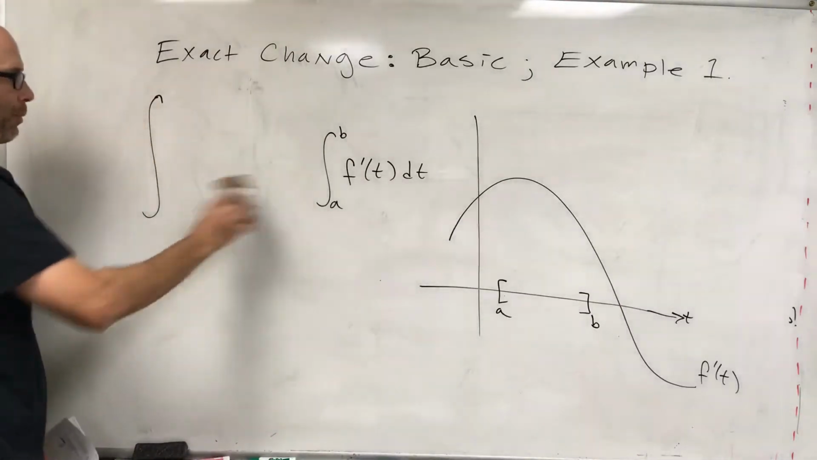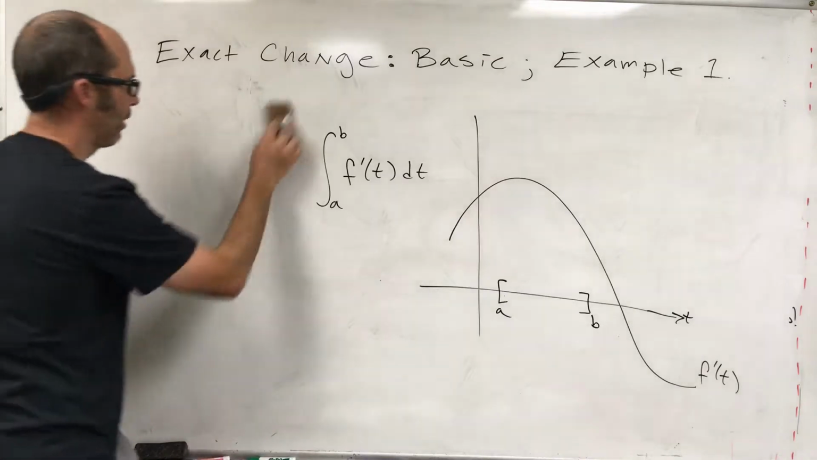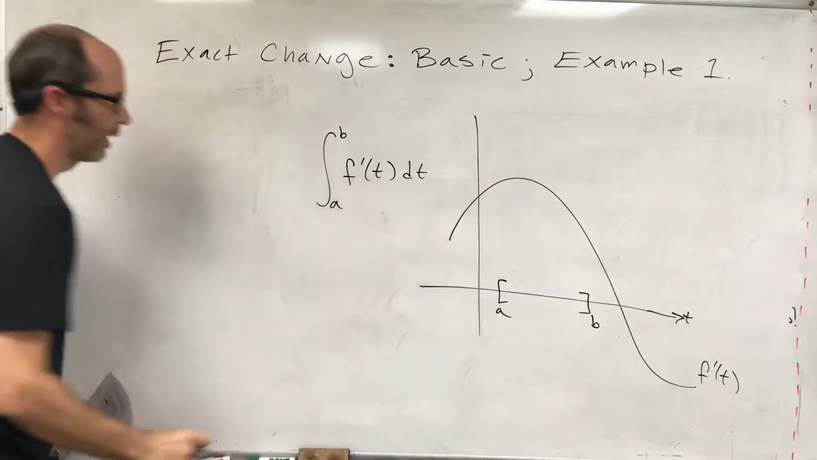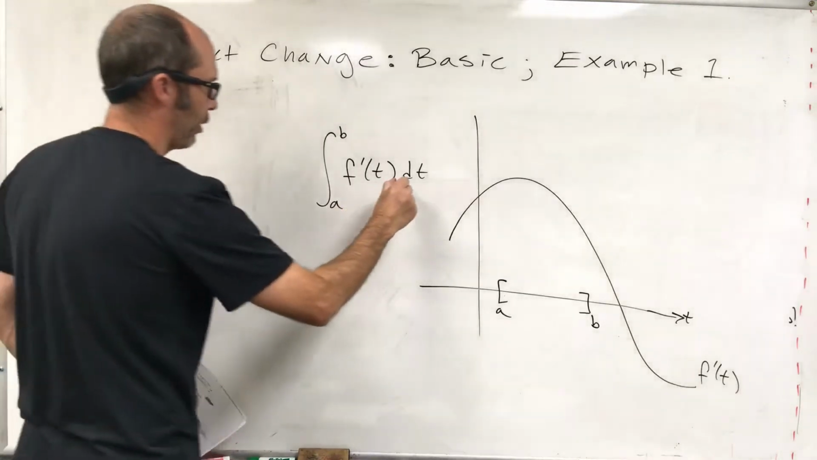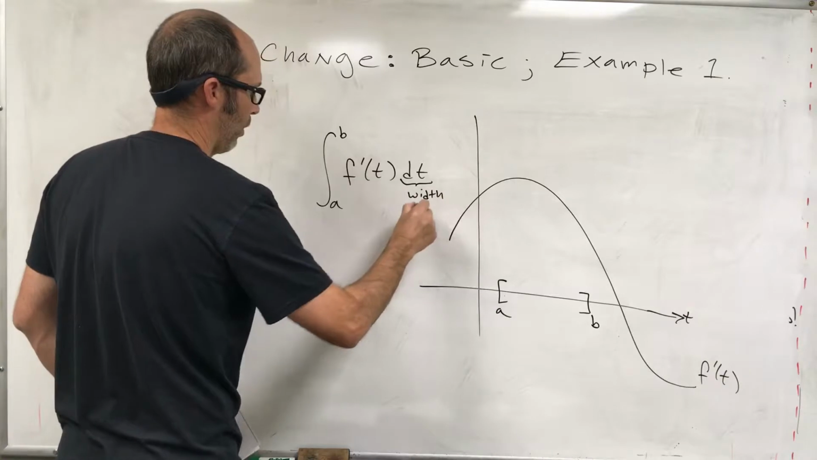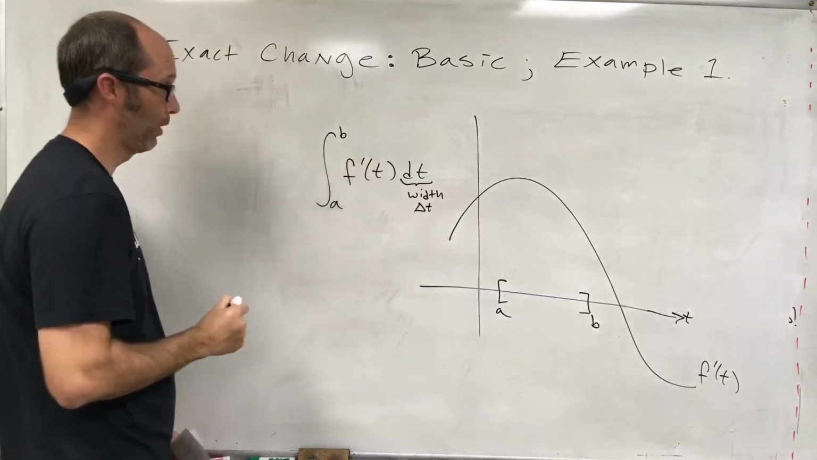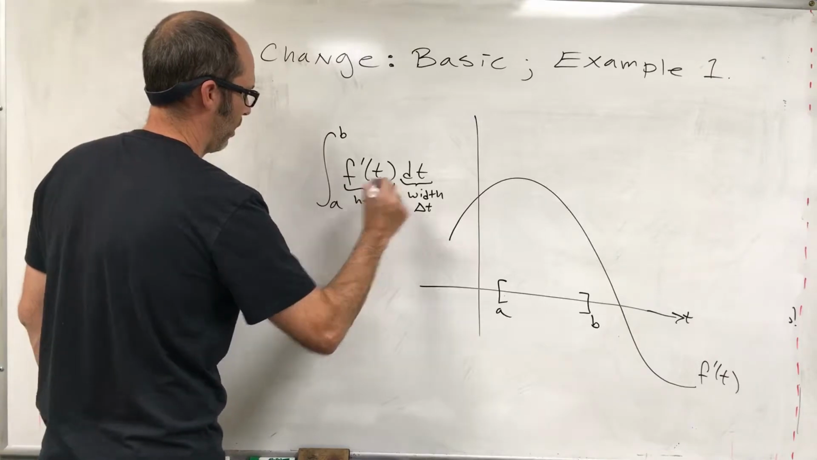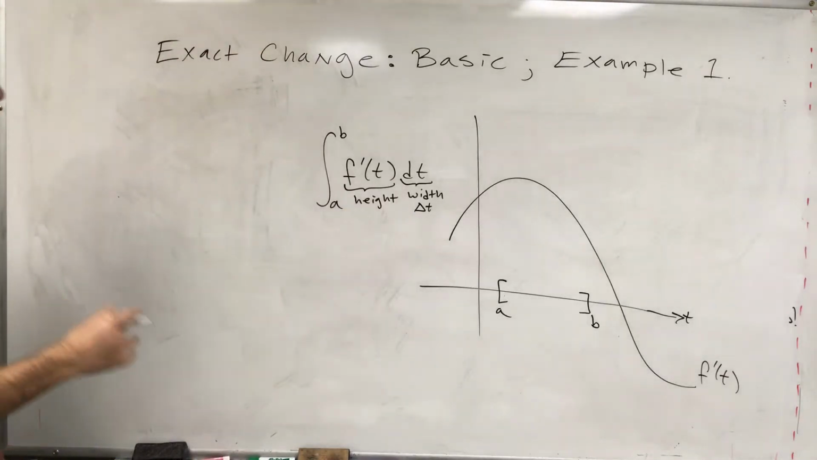Okay, now this thing adds up infinitely many rectangles. The rectangles, this is like your width, your change in t, and this is your height. So your width and your height.